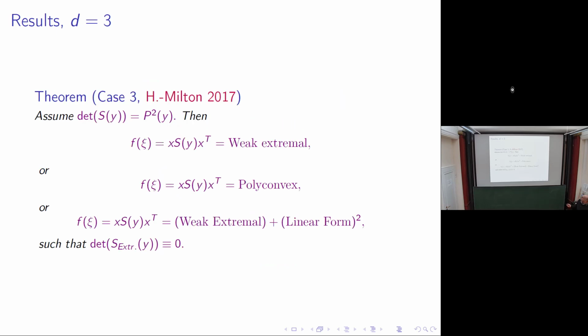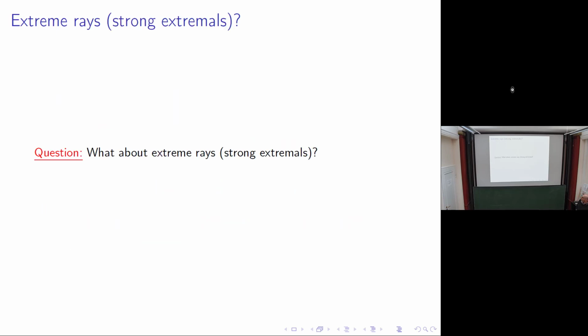So case 3, it's a perfect square. We were able to prove with Milton that it's either a weak extremal, polyconvex, or has to have this form: weak extremal plus a linear form squared, where this weak extremal has identically 0 determinant.